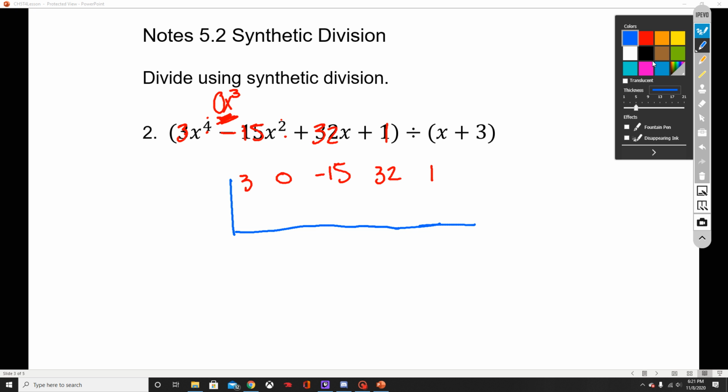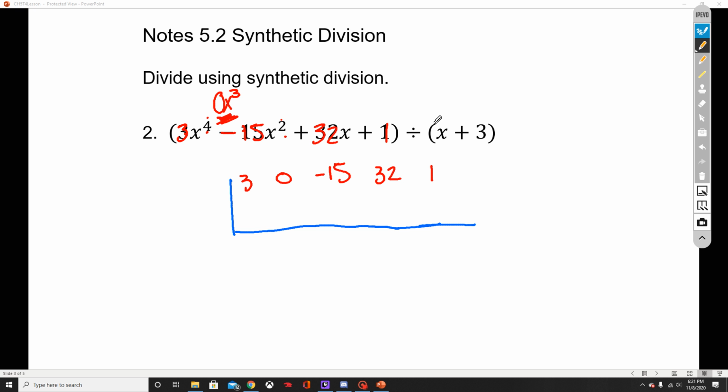And we see that, yes, my divisor is in the proper form, and the zero is negative 3. It's the opposite of this 3. So negative 3 is going to go here. And then we start the process. This one always comes straight down. The 3 just comes straight down. We multiply them. Negative 3 times 3 is negative 9. And then we add these in the column. 0 plus negative 9, which is negative 9.